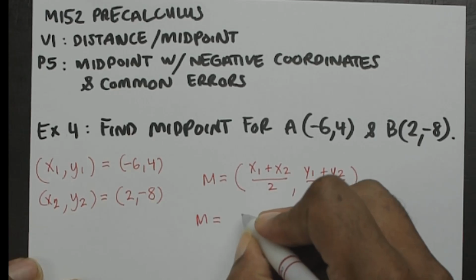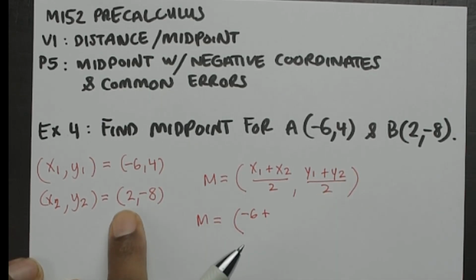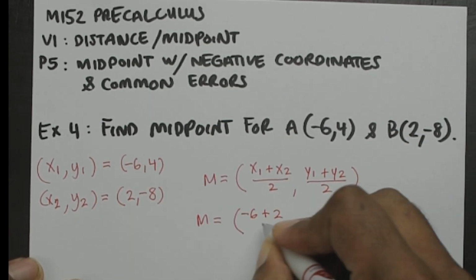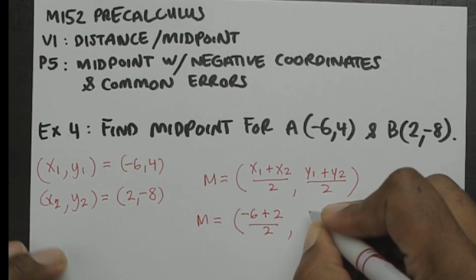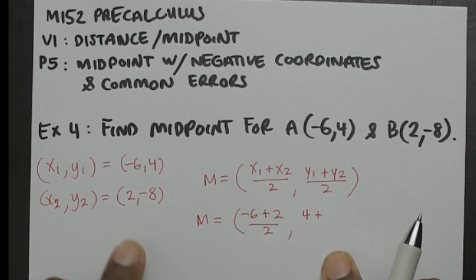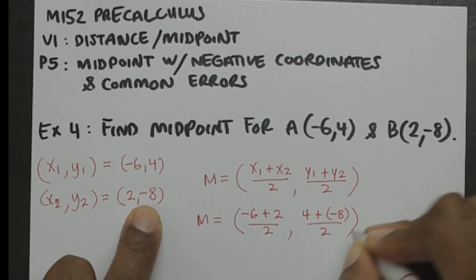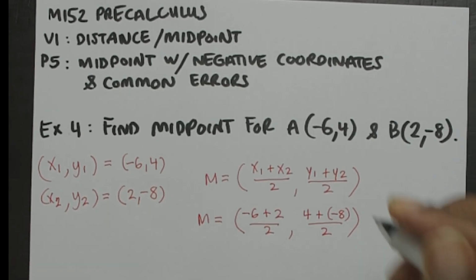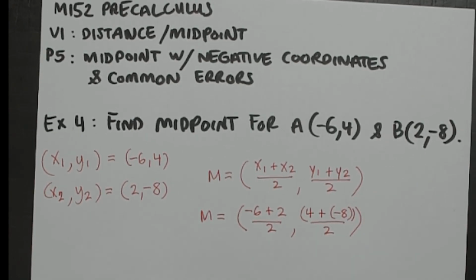Okay. So we have the midpoint formula. We have x sub 1, which is -6, and x sub 2, which is 2. I'm going to divide by 2. Moreover, we have 4, which is y sub 1, plus, and notice y sub 2 is -8, so I'm going to put that in parentheses, -8, divided by 2. Now, if you want to, you can put that in parentheses like that, just to train your mind that these two are separate from each other but need to be calculated together.